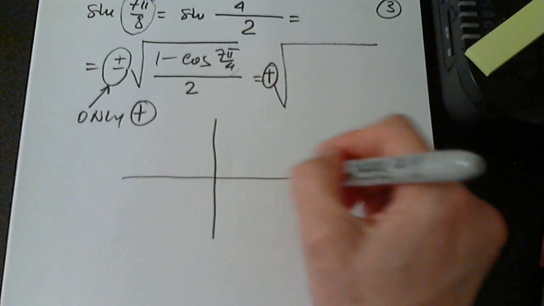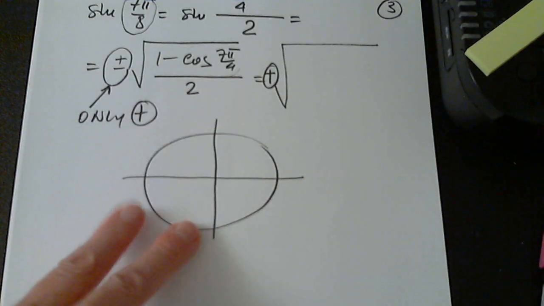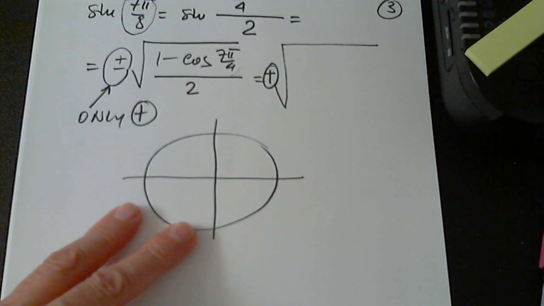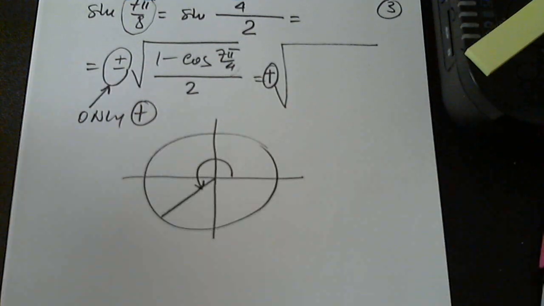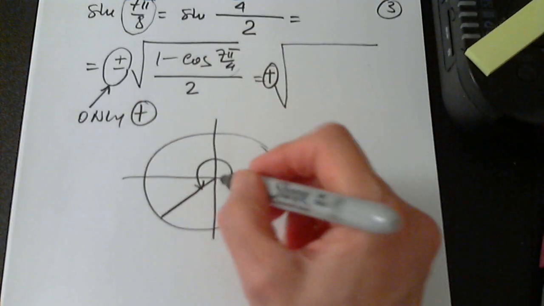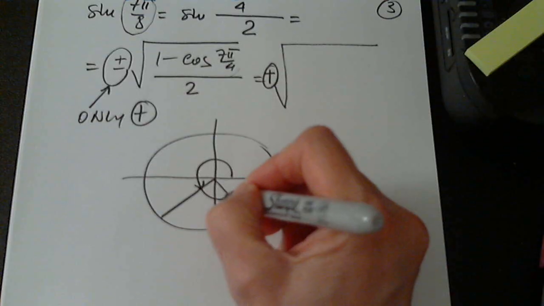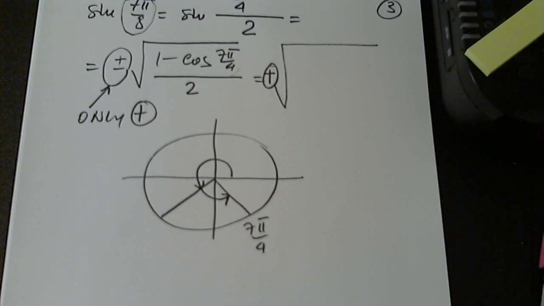And remember, there are 2 pi over 4 here, 2 pi over 4 here, 2 pi over 4 here. So then that's the 7 pi over 4. Oh, I'm sorry. 2, 4, 6, 7. Sorry. So this is the 7 pi over 4. So it's in the fourth quadrant where cosine is positive.